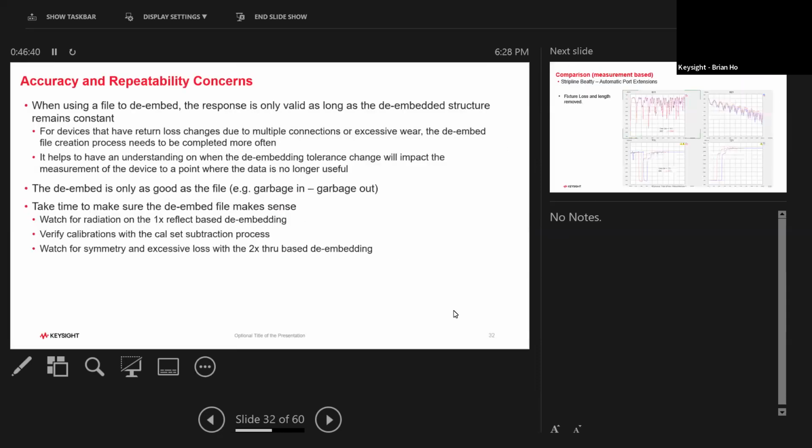So these are some results. To talk about the results, what you would expect to see if you did a decent or good fixture removal.